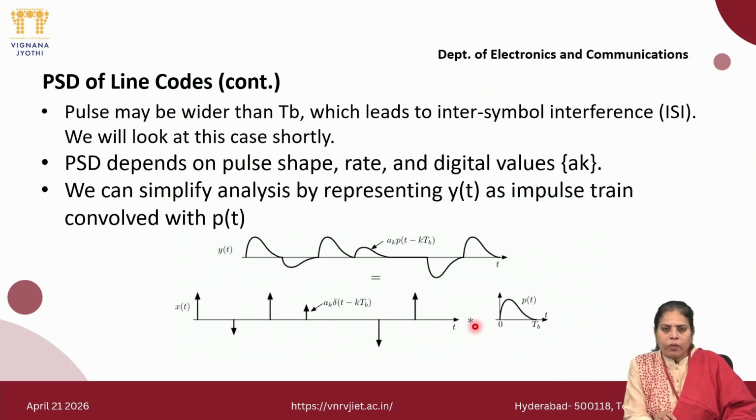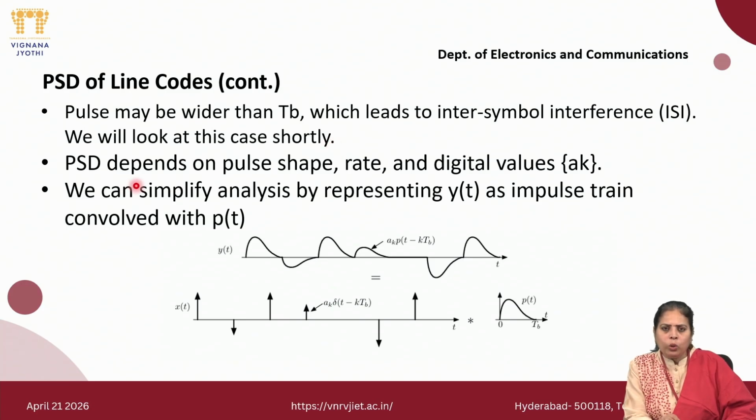Now, for example, in case you have decided to transmit the pulses with width T_b, but for some reason the pulse width goes beyond T_b, there is a chance that one pulse may interfere with the next pulse. This will lead to a problem called inter-symbol interference, which we will look into in our next video.